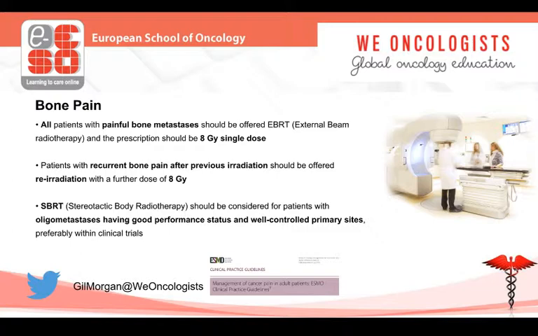Stereotactic treatments can also treat areas that have previously been irradiated. For example, someone with previous radiation to the pelvis would not have radiotherapy again, but because of the precision of stereotactic radiation, it can be retreated.